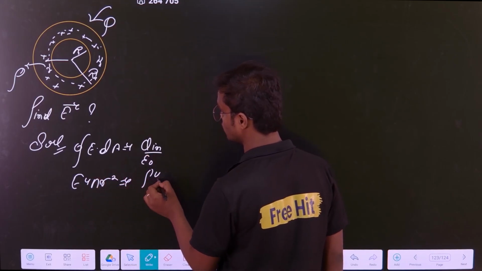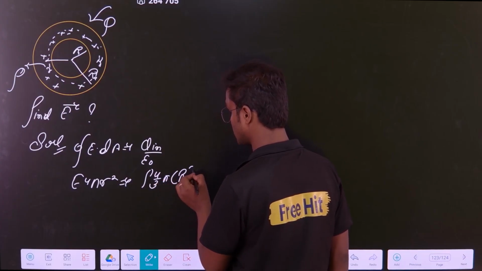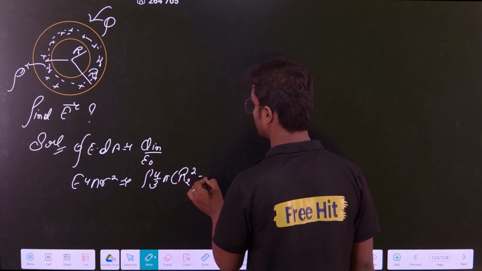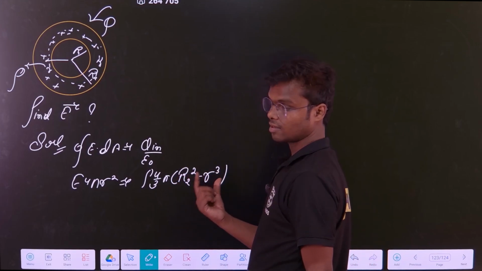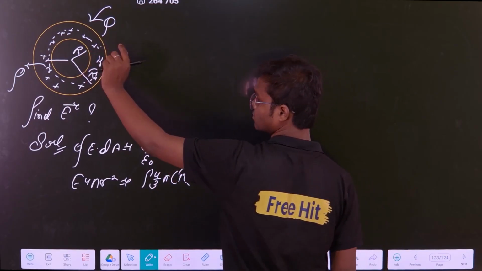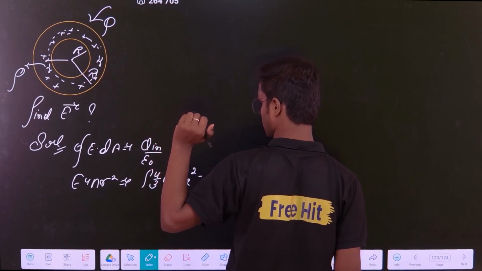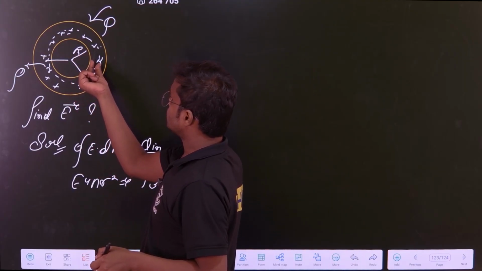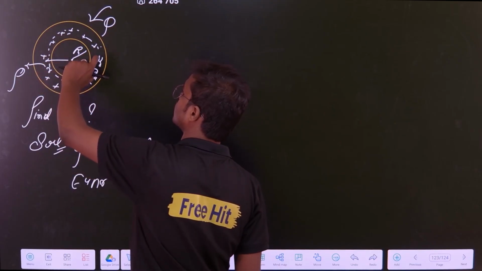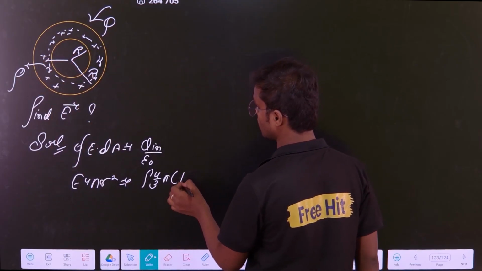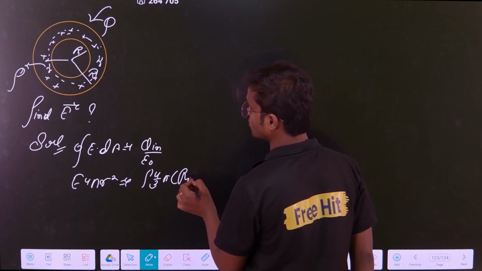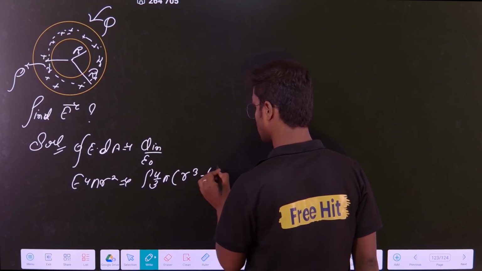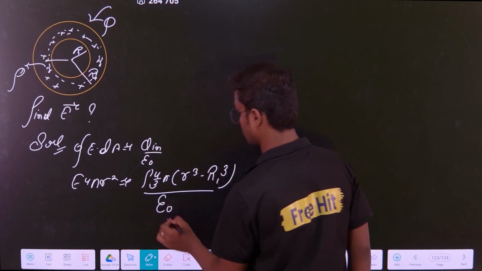Q in is rho into 4 by 3... Remember, it is capital R cube, sorry, not capital R cube, capital R cube minus R1 cube. That will be my volume in this region. Are you getting my point? I want to write this volume, na? So what I have to do, I have to calculate the total volume and subtract this volume. So 4 by 3 pi, R cube minus R1 cube, upon epsilon naught. Correct? This is the thing.